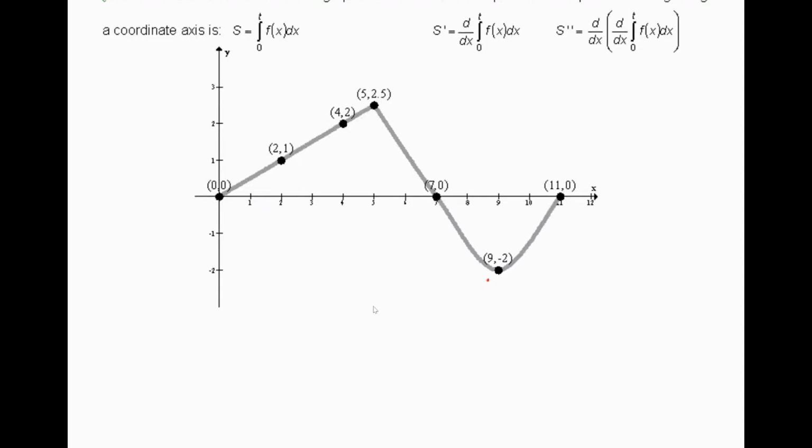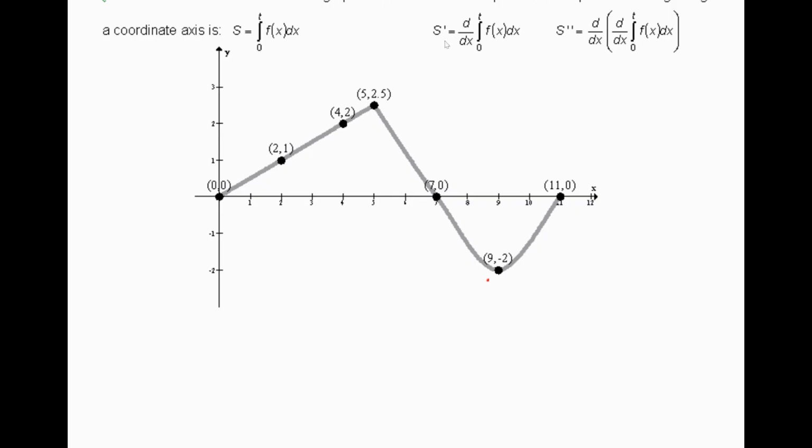Okay, same sort of problem, looking a little bit different. This time it's a different graph here, and we're talking about the same thing. F is the differentiable function whose graph is shown below. What we're looking at here is that my velocity is what is graphed, and then we're going to try and do some analysis from here.